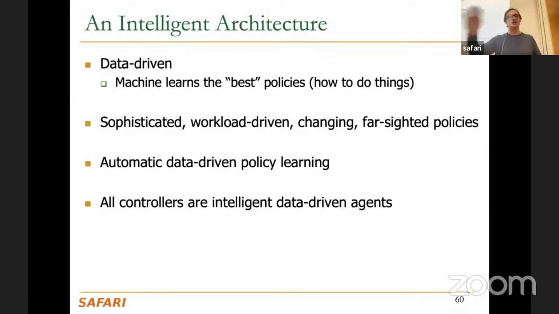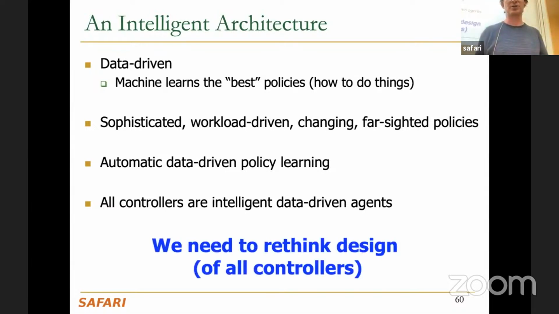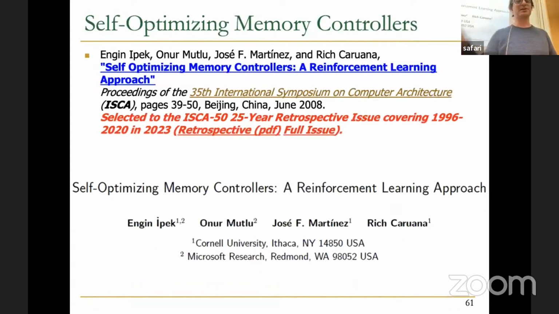And maybe they need to coordinate with each other also, but that's true even in existing systems, as we have discussed, right? Maybe last level cache policies should coordinate with the memory controller policies, right? Similar to that, I think intelligent controllers should also be communicating. So I think in the end, we need to rethink the design of all controllers and how we design hardware this way. So this was one of the papers.